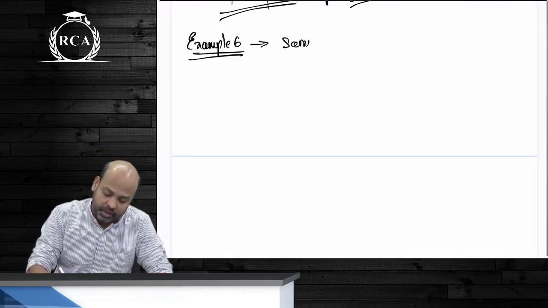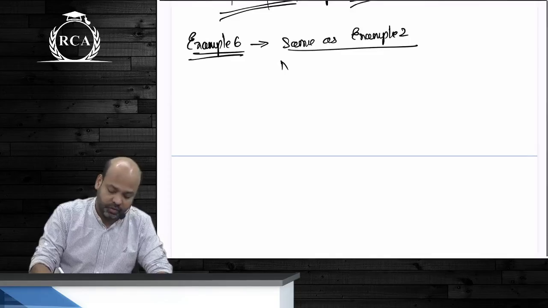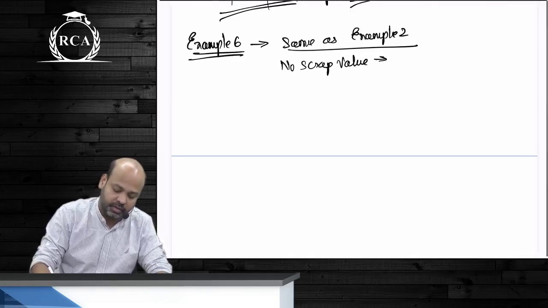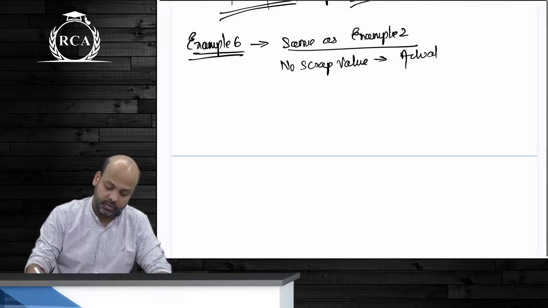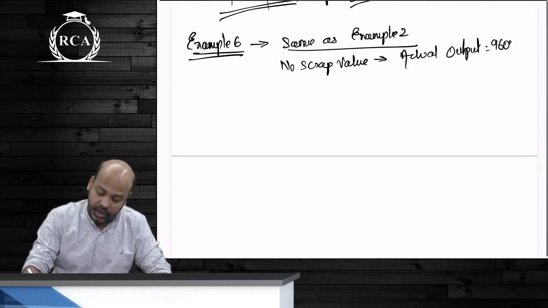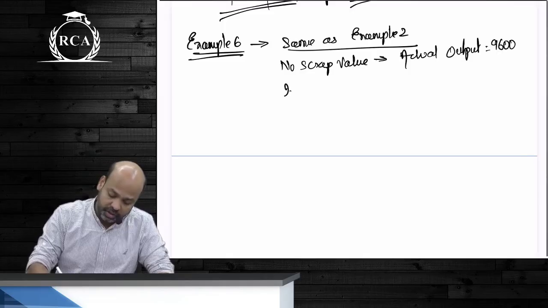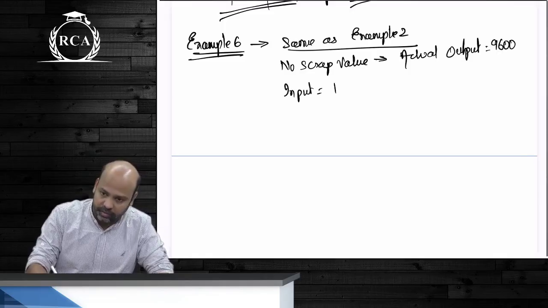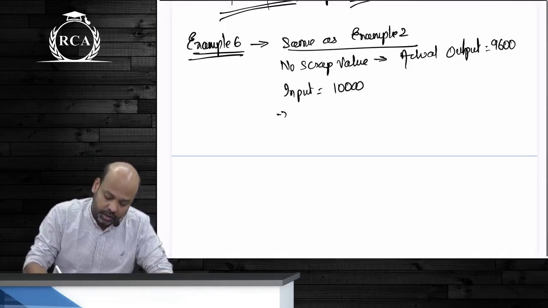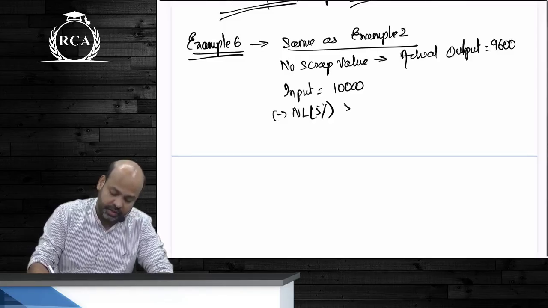Same as example 2, that means you will still have normal loss of 5%, guys. There's no scrap value, but let's say that the actual output is 9,600 units. Instead of 9,500 or less, we have a higher output that is 9,600 units. Normally it does not arise in real life, but we cannot help it. They will give these questions also. 10,000 units minus normal loss, how much? 5%, that is 500 units.